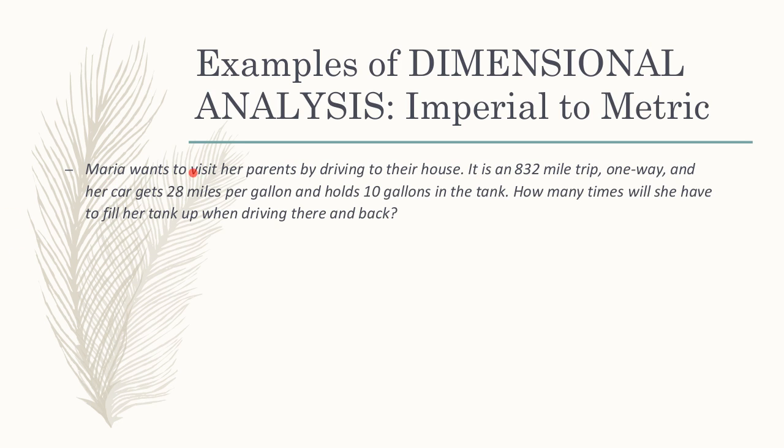Maria wants to visit her parents by driving to their house. If it's an 832-mile trip one way, and her car gets 28 miles to the gallon, and it holds 10 gallons of gas in the tank, how many times will she have to fill her tank up when driving there and back?